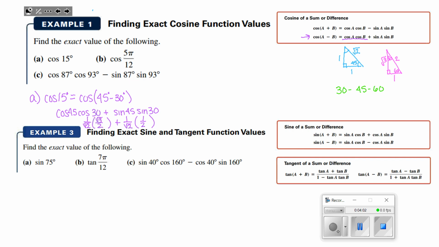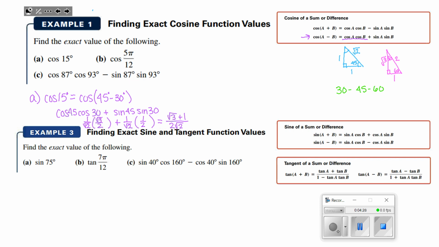Notice these are going to have a common denominator. Again, this is why I don't ever simplify radicals. When we solve, it looks like we're going to end up with square root of 3 plus 1 over 2 square root 2, and I honestly would just leave it that way. That's the exact value for cosine of 15 degrees. If you put that complicated fraction in a calculator, you would get the same answer. So that's really nice.